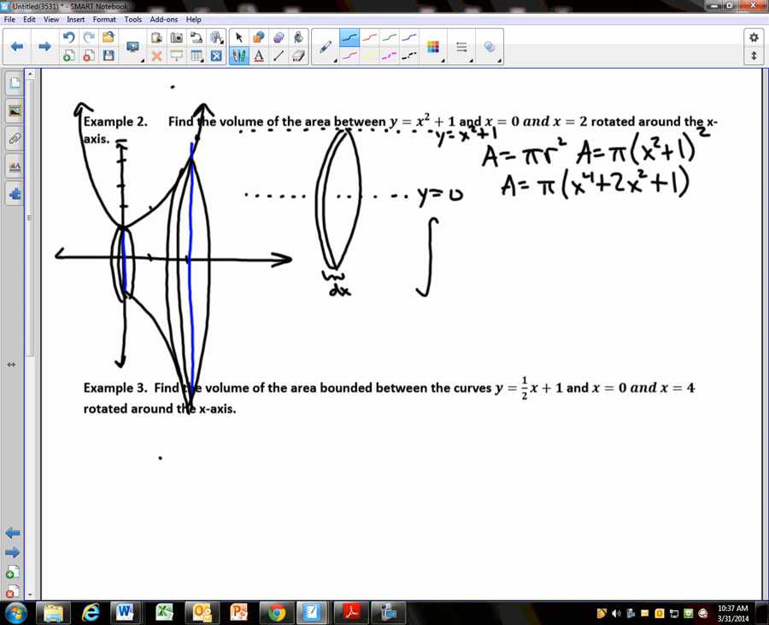What are my bounds? 0 to 2. And I'm going to go, let's see, pi out in front, and we've got x to the fourth plus 2x squared plus 1 dx. So on your test, I'll be asking you to set up your definite integral correctly. We all know how to evaluate a definite integral, don't we? We've done that many times. Now you understand why we practice it so much. But now we need to actually go about this and evaluate it.